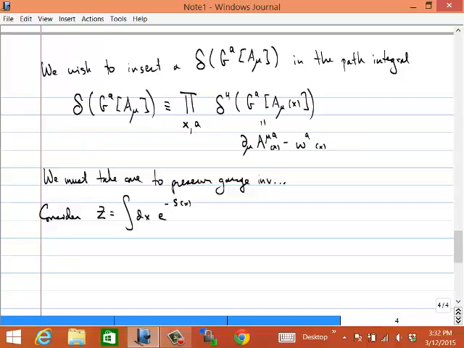But what we actually have is an integral dx dy, where here y is supposed to represent the gauge degree of freedom, and x is supposed to represent the gauge invariant part of the gauge field. And I've written S as S of x because the action is gauge invariant, so it's independent of y.